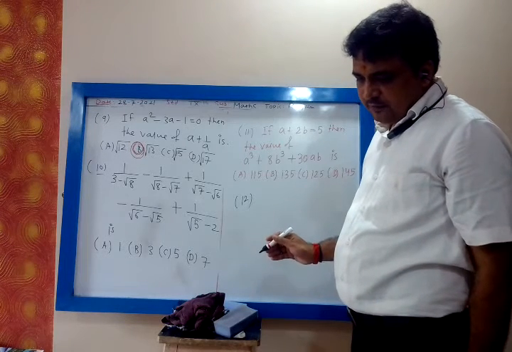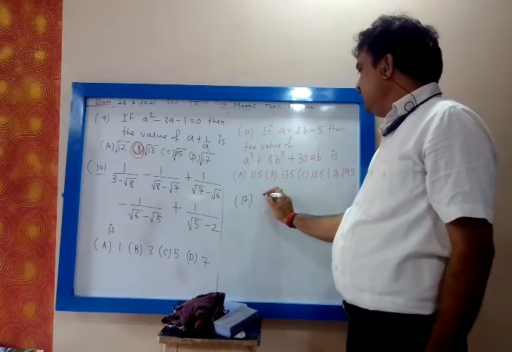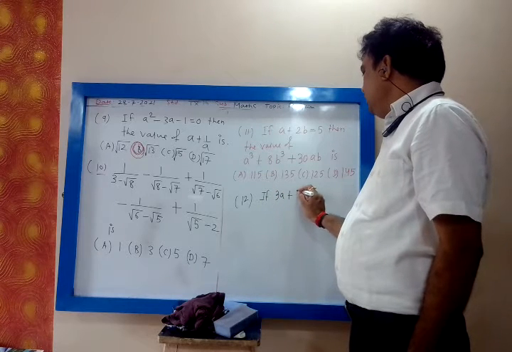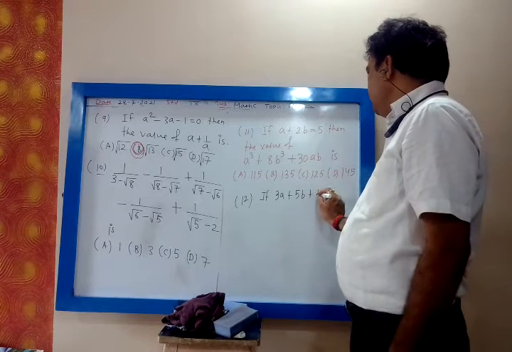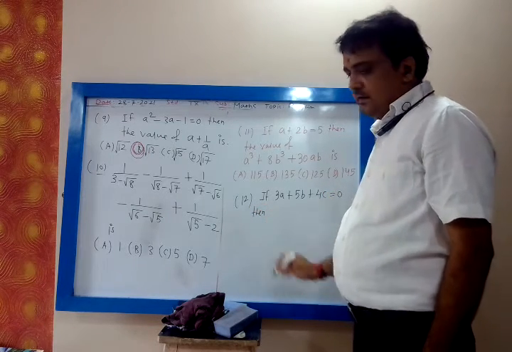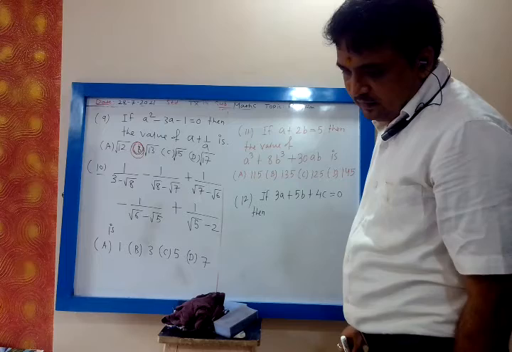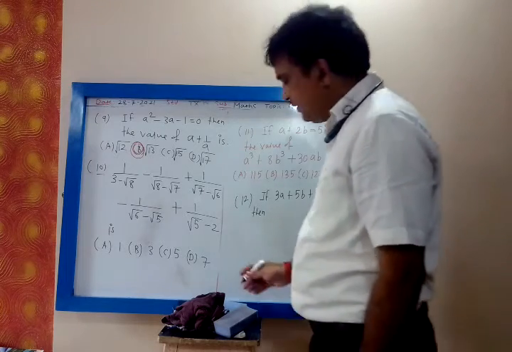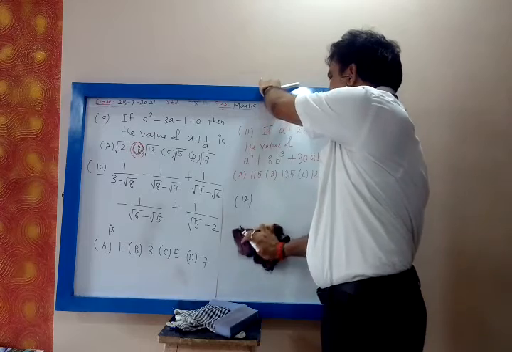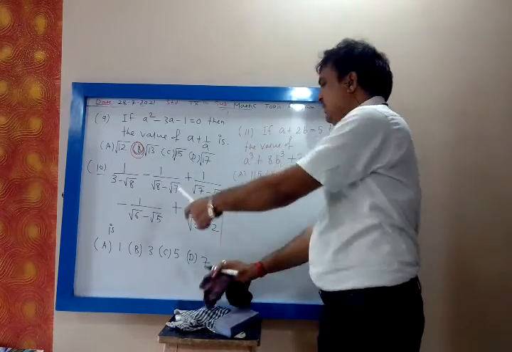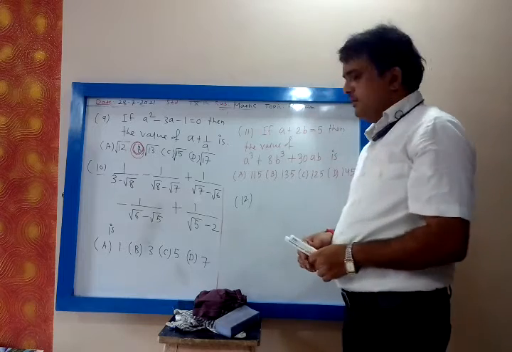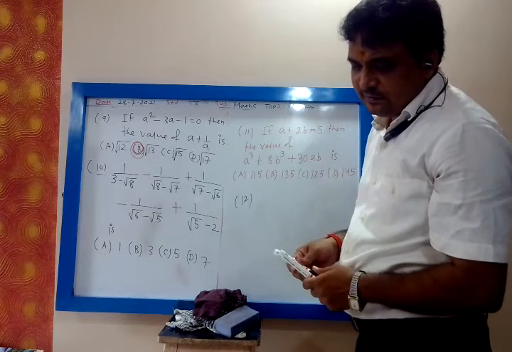If 3a plus 5b plus 4c is equal to 0, then... C, answer 5. This 10th answer is 5. So two students have got 5. Let us wait for others also.